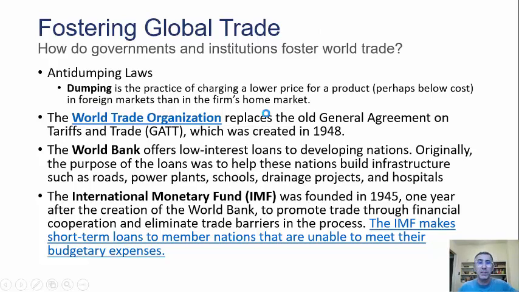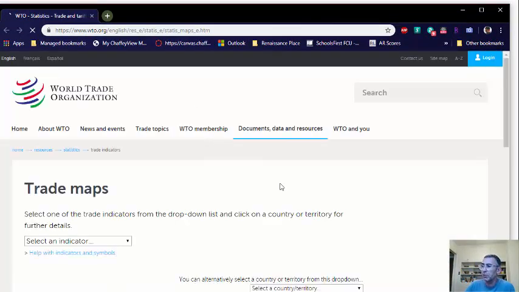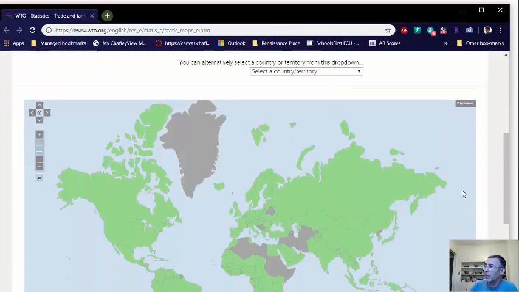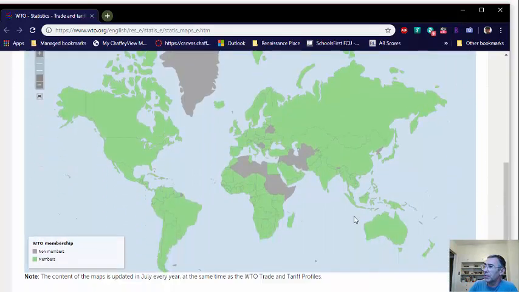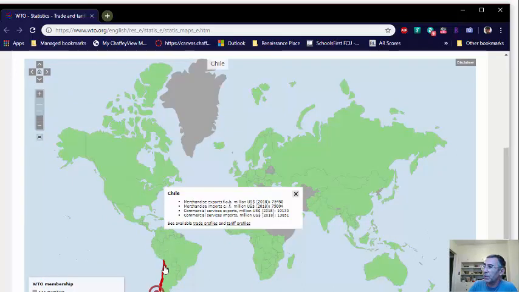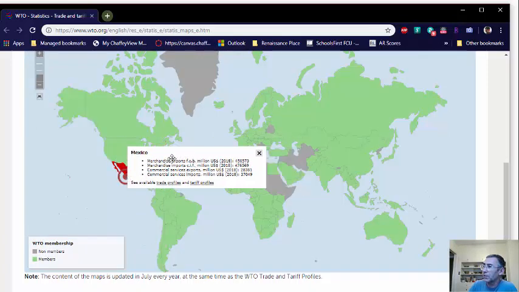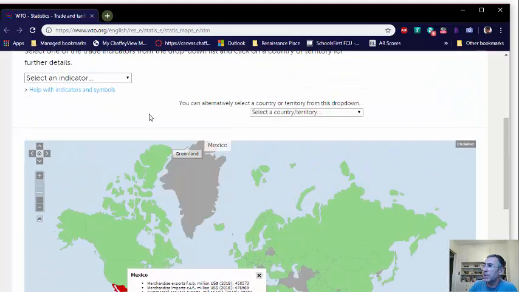Let's see what that looks like. This is really cool. This is a trade dispute map of GATT, WTO signatories who basically get to complain to the World Trade Organization about each other. So if I click on Chile, for example, right here, this is what Chile looks like in terms of what's going on there. If I click on Mexico, this is showing you what's going on there.